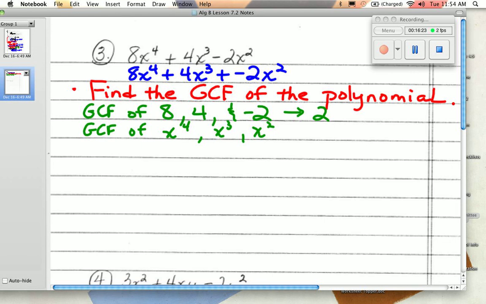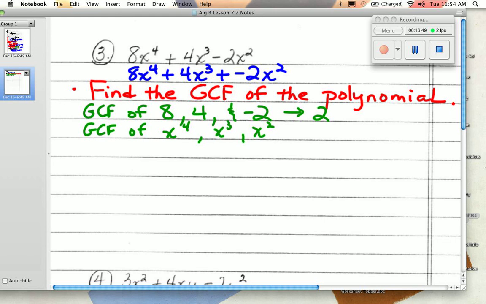Wait a minute, those are exponents, you guys. What does x to the 4th mean? That's x times x times x times x. What does x to the 3rd mean? x times x times x. And what does x squared mean? x times x.